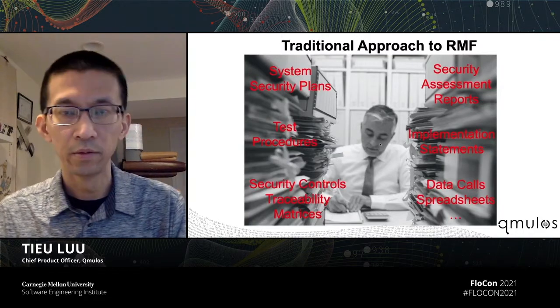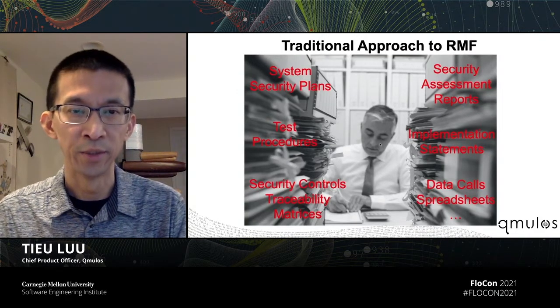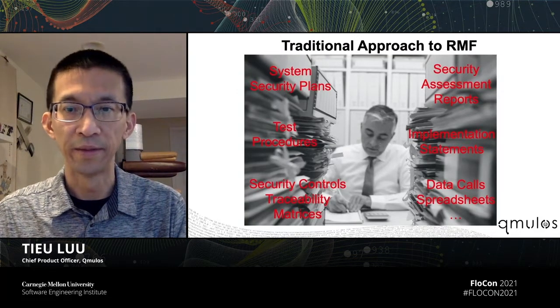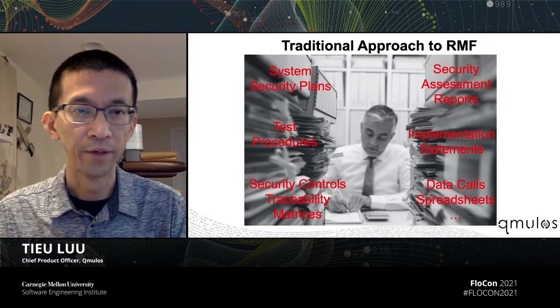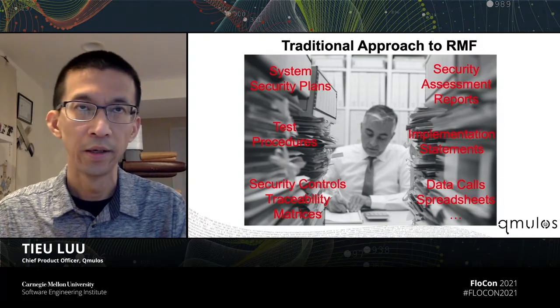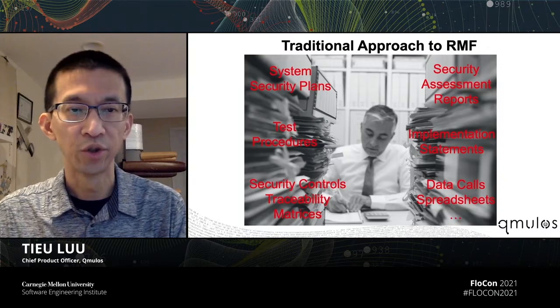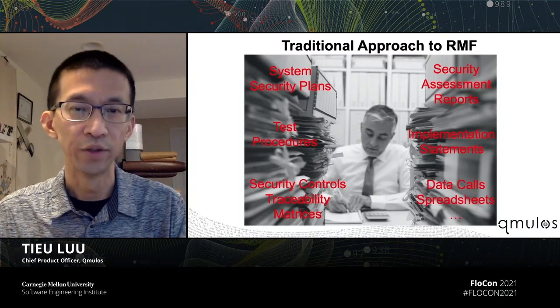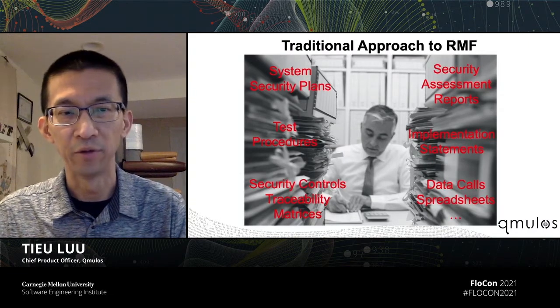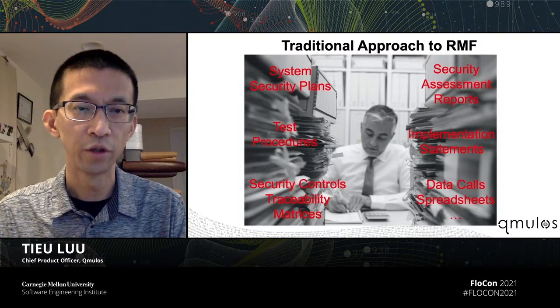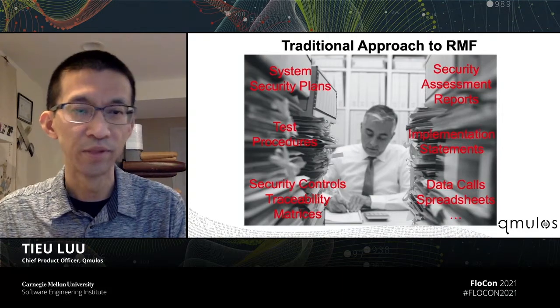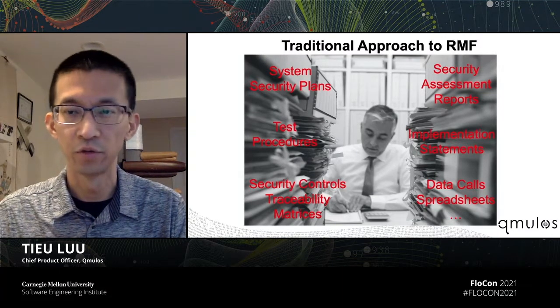So when we talk about risk management, compliance management, this is probably what most people think of. A lot of very manual, labor-intensive processes, a lot of data calls, and just a lot of documentation. Right? So you're writing system security plans that are hundreds of pages long. You're writing implementation statements describing how you've implemented your controls. You're documenting the test procedures for how you've tested those controls.